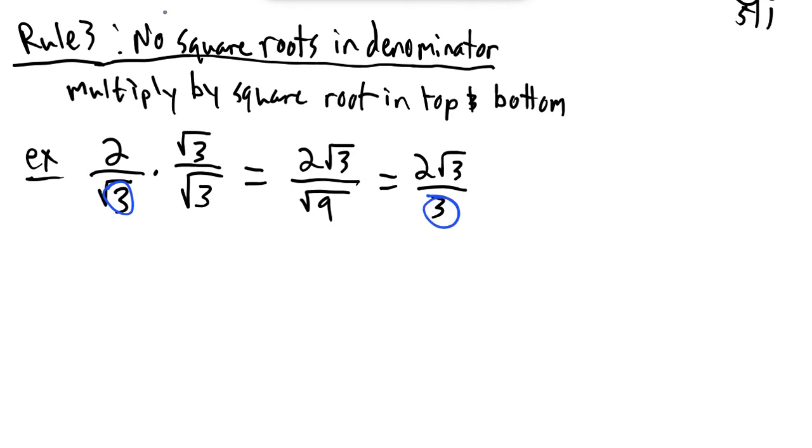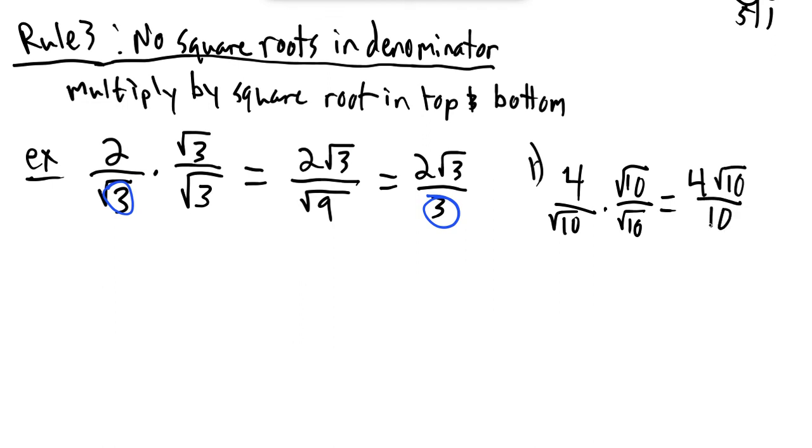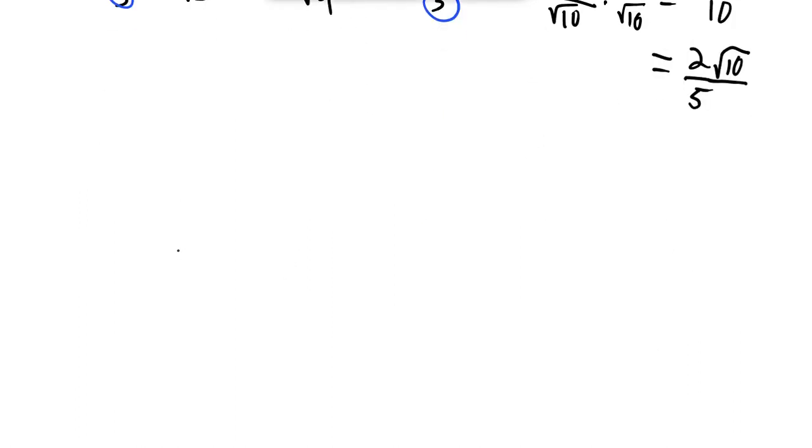All right, let's see a couple more of these. If we had 4 over the square root of 10, what would we do? We'd multiply by the square root of 10 over the square root of 10. And this becomes 4 square root of 10 over 10. Now we have one more step here, right? We have 4 and 10. We can cancel those out. We can pull a 2 out of both of those. So this becomes 2 square root of 10 over 5. Right. And let's do one last harder one.